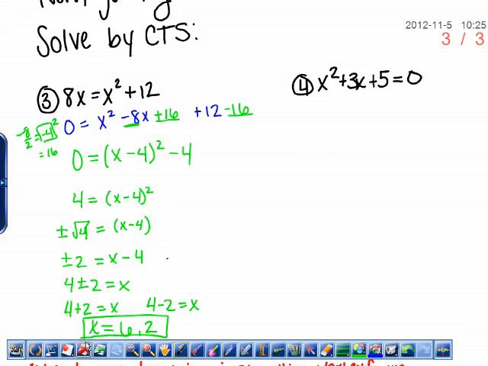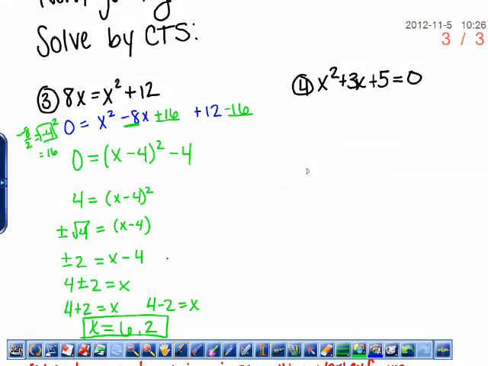On a test or a quiz, if you write me 3 plus or minus 2 over 7 or whatever, that's not okay. If it's no radicals, it's all whole numbers, you have to split it and give me the two answers. Okay? All right, let's look at 4.